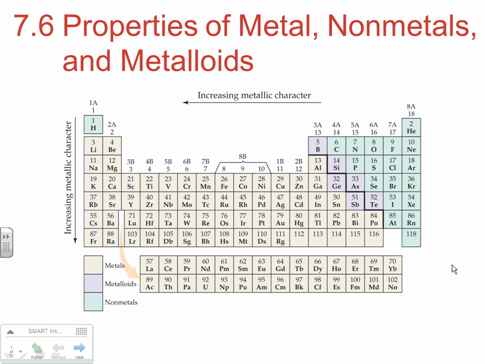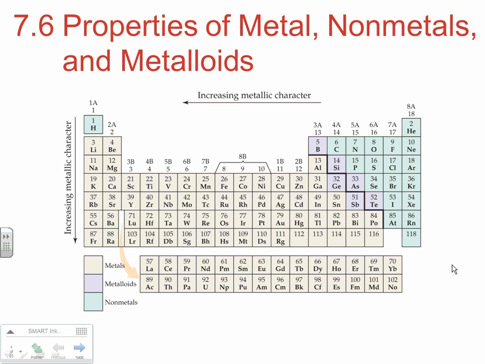And we'll start with our section 7.6, where we're looking at properties of metals, nonmetals, and metalloids on the periodic table. Now, some of this you should remember from last year, because we talked about it in pre-AP Chemistry: where are the metals, where are the nonmetals, and where are the metalloids. Well, one thing we really didn't get into quite as much is why they're in those parts of the periodic table.